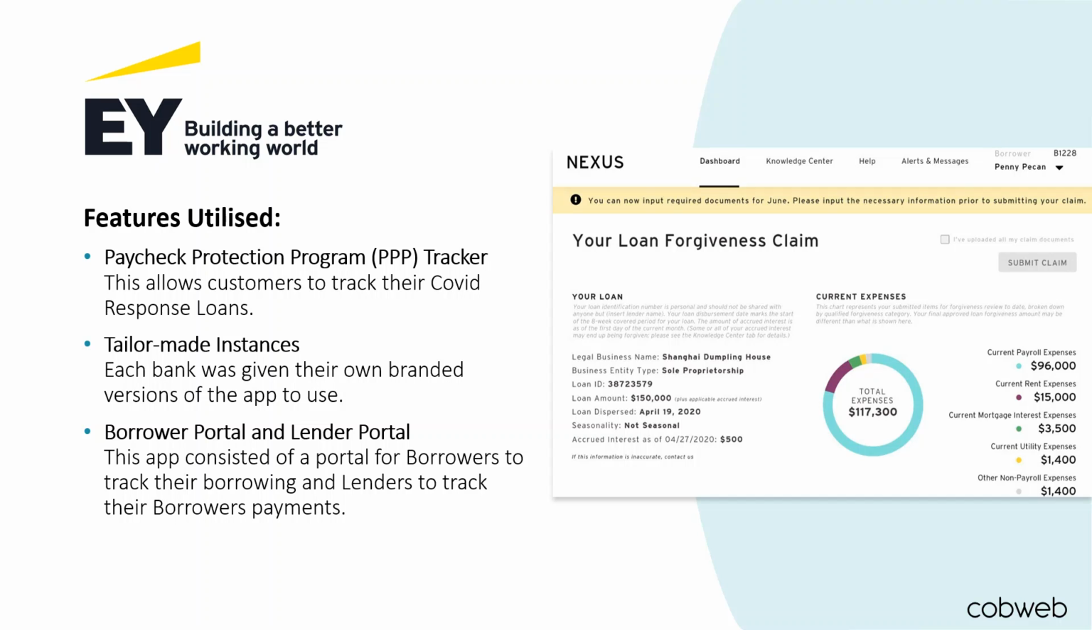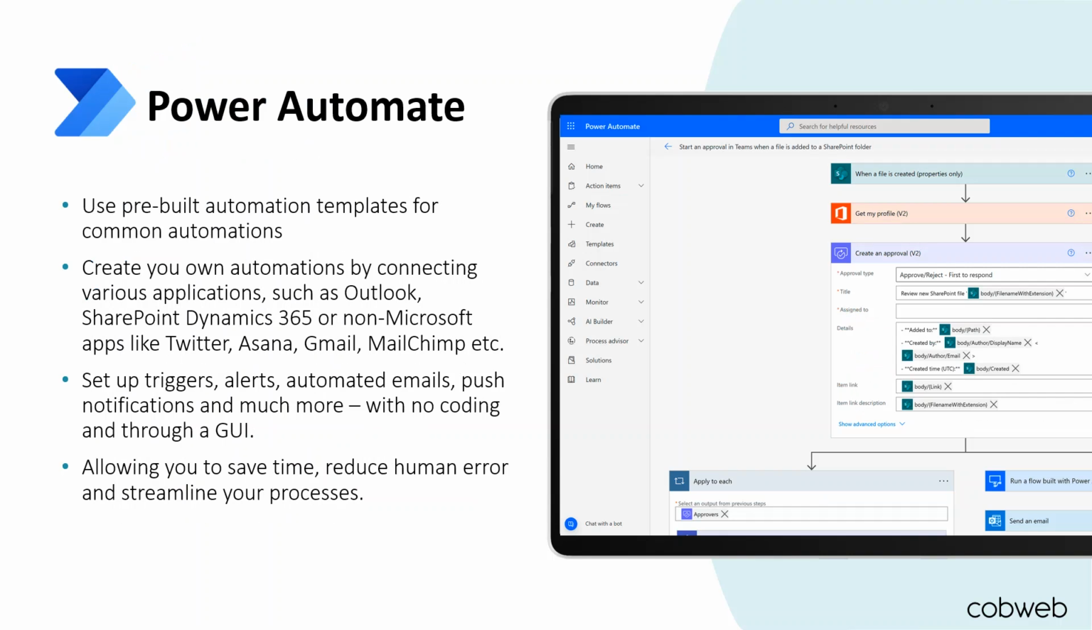Okay, so we'll pop over to Power Automate now. PowerApps and Power BI are more for viewing, not doing. PowerApps will allow you to view, edit, update, and read your data. Power BI will allow you to read and analyze that data. Power Automate is the doing side of the Power Platform.